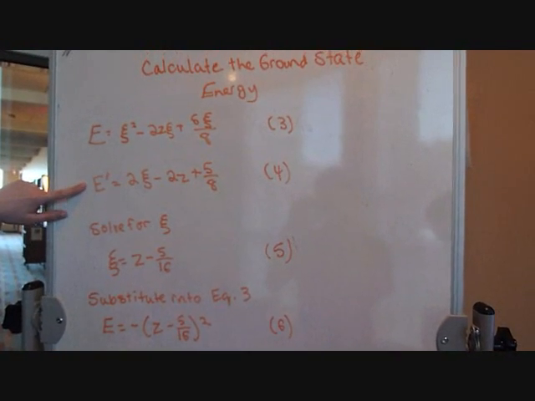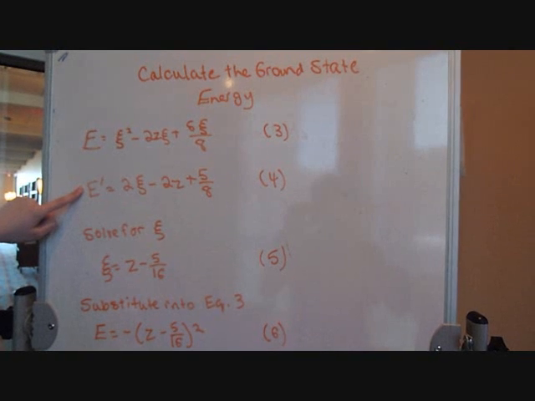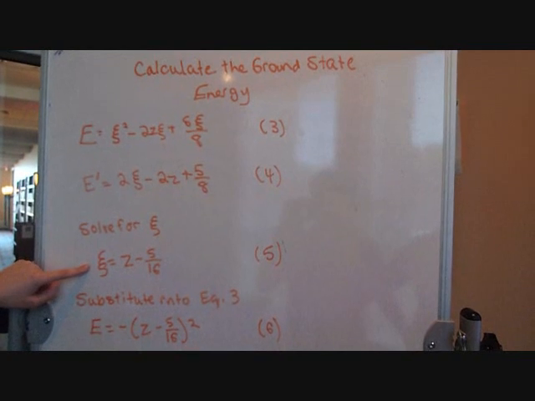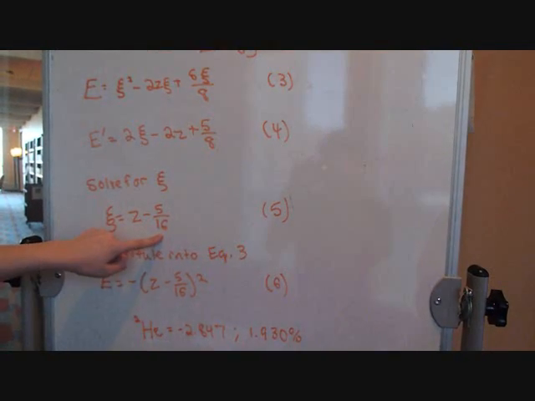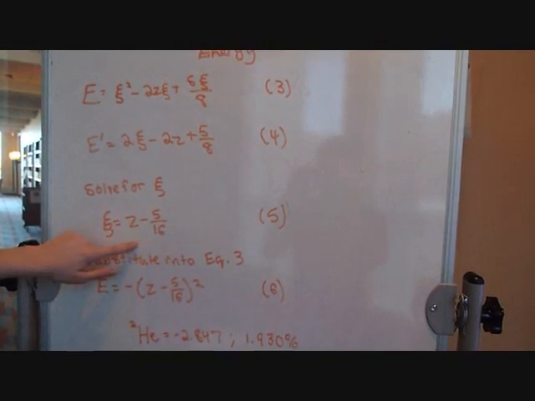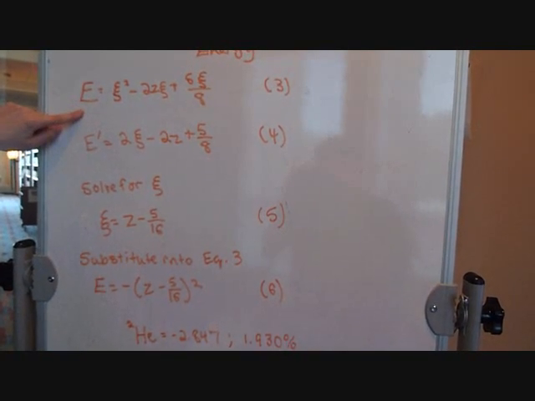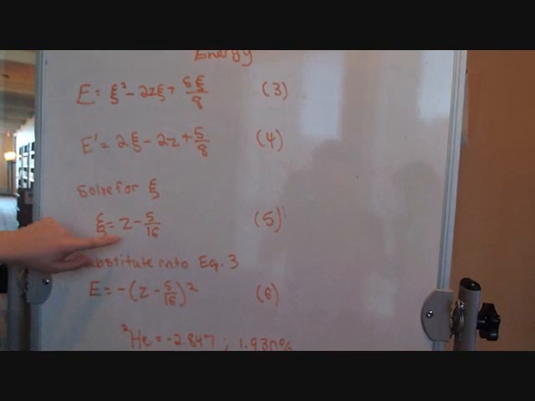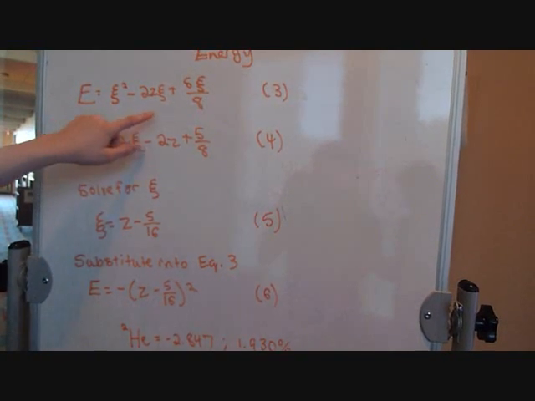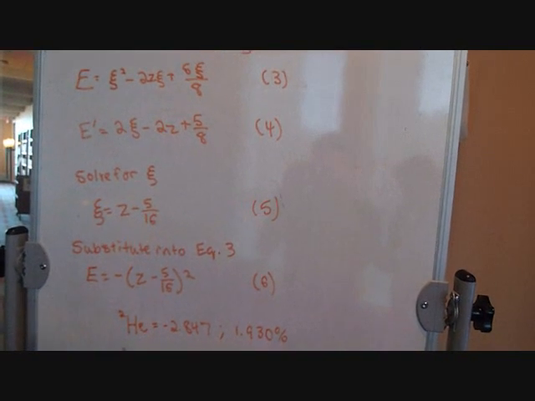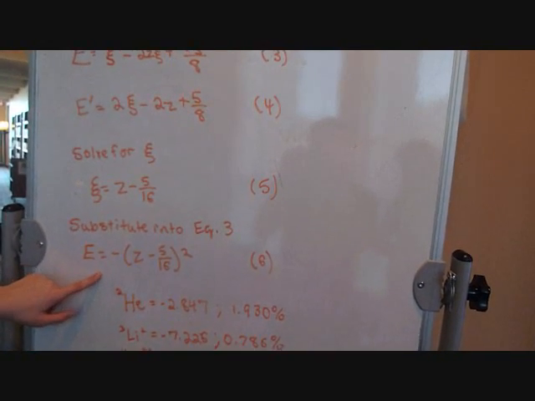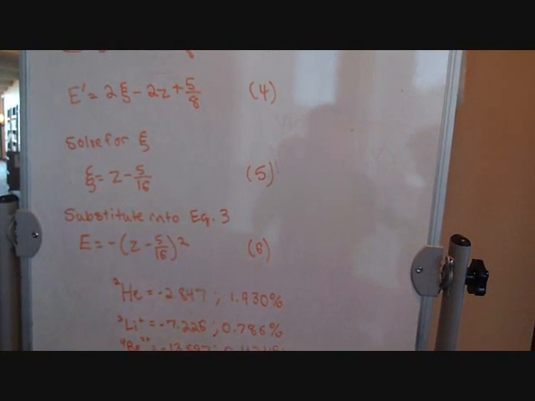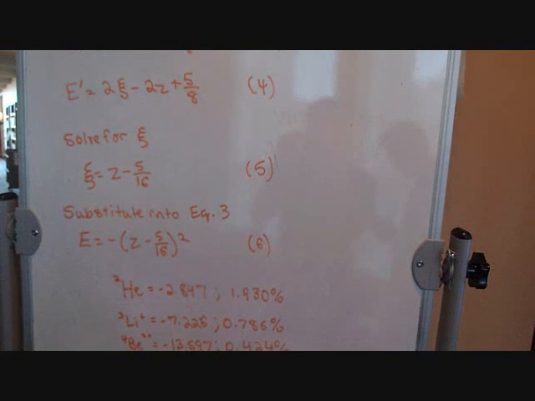Once we've minimized our energy value and set it equal to 0, we solve for the variational parameter zeta as a function of z. Here we get z minus 5/16. We then plug this expression back into our initial expectation energy value equation up here, plugging in z minus 5/16 for zeta in each instance. Once you do that, the equation simplifies down to equation 6, and our energy equals negative (z minus 5/16) squared.